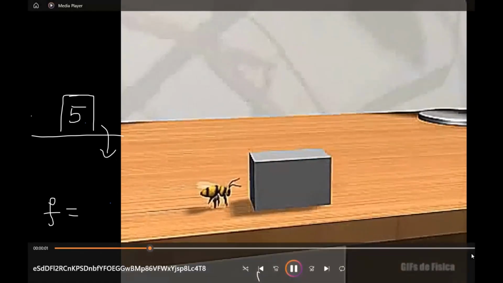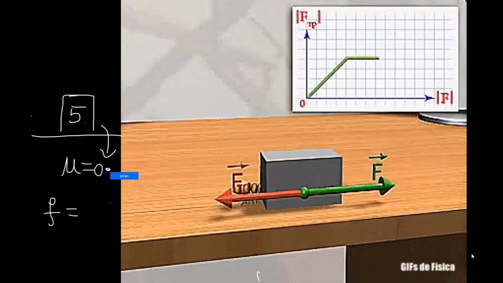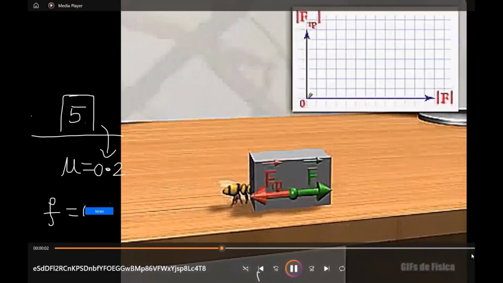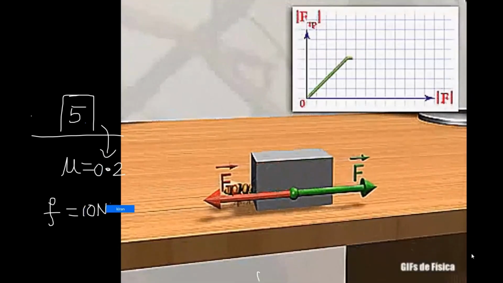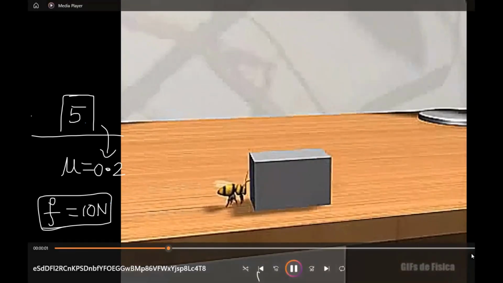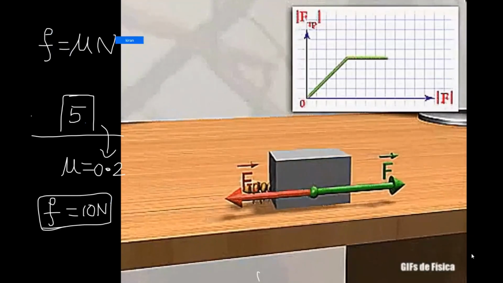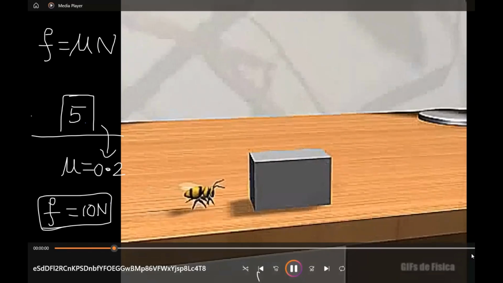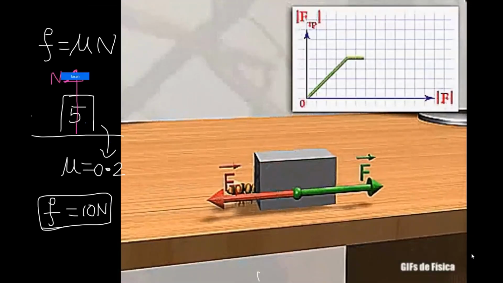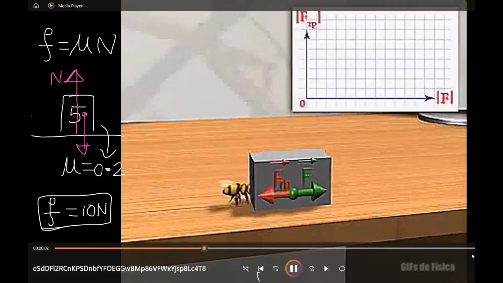10 Newton. How much frictional force will be acting? She told 10 Newton. Anybody else? What is the frictional force formula? Mu n. Sir, you didn't give me the n value. I didn't give you the n value, but n is how much? 50. N will be mg. Why?